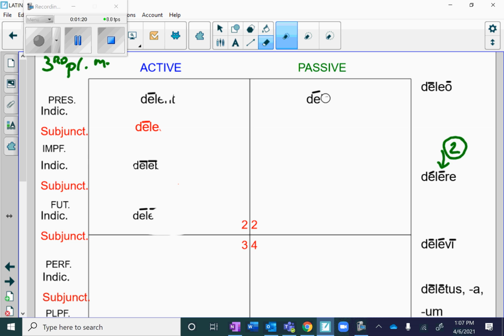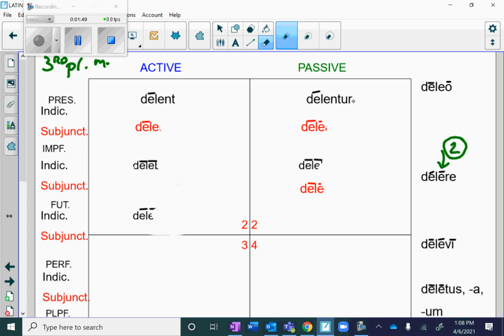Excuse my eraser's a little finicky here, but much better than when we're working on Zoom. Okay, so for the present active, they destroy. It's a simple formula for the present. We take the stem and we add the nt ending. They are being destroyed, or they are destroyed. We take that stem, we just tack on the ending for the passive, ntur.